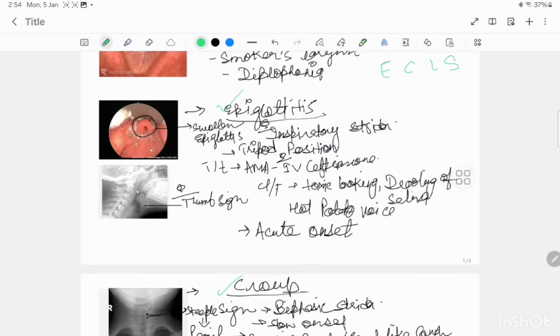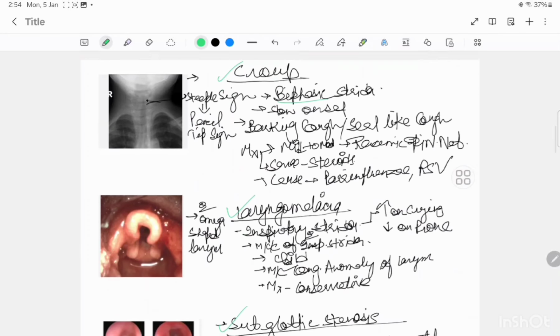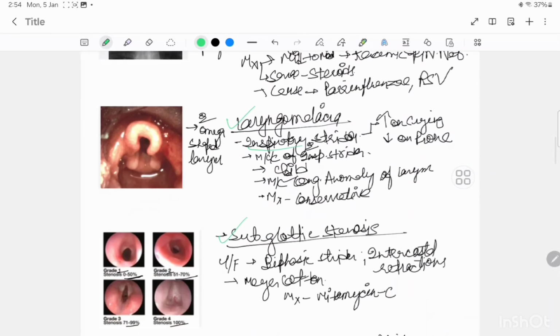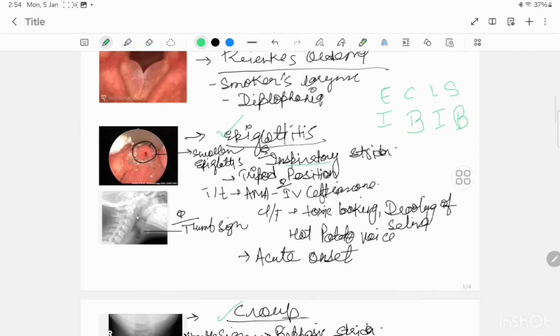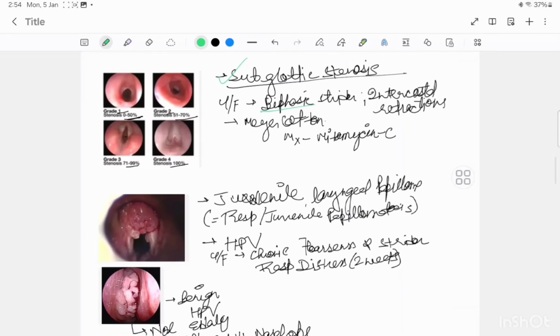ECLS, like ACLS, so it is like ECLS. Inspiratory, biphasic, inspiratory, biphasic stridor. We usually get confused, so this mnemonic is going to help. ECLS, IBIB. Okay, so one more thing.